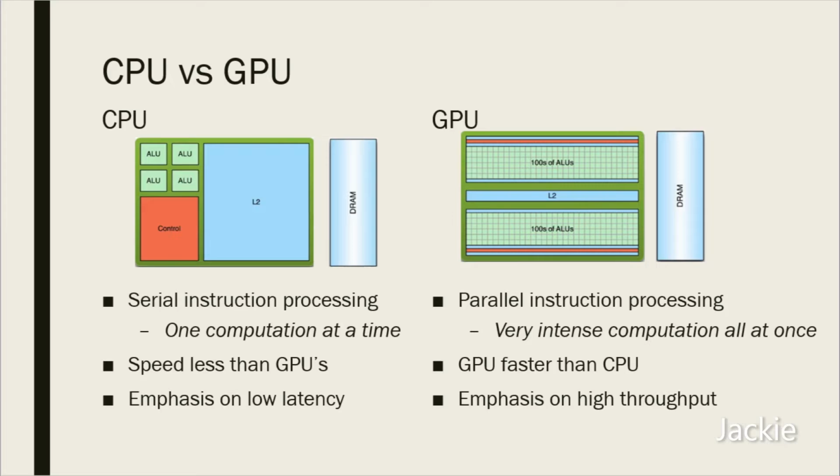On the other hand, as you can see in the figure, on the GPU, the balance has shifted. We're saying we need hundreds of arithmetic and logic units, but the L2 cache can shrink because it doesn't really matter how long it takes to get the data from the DRAM. That can take quite some time as long as you have sufficient work to hide that latency.